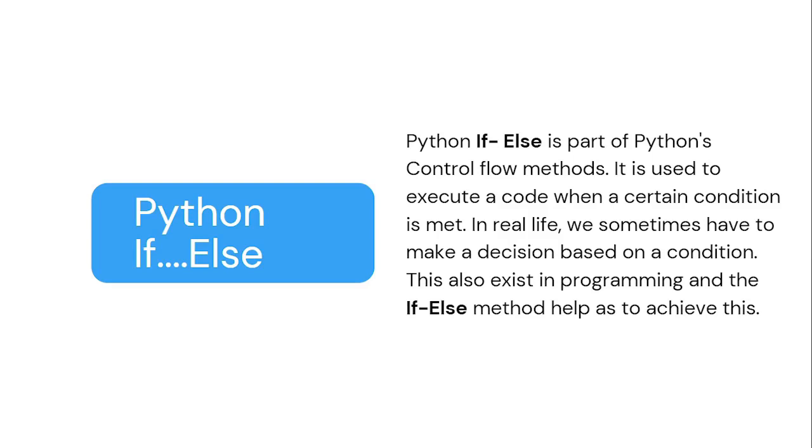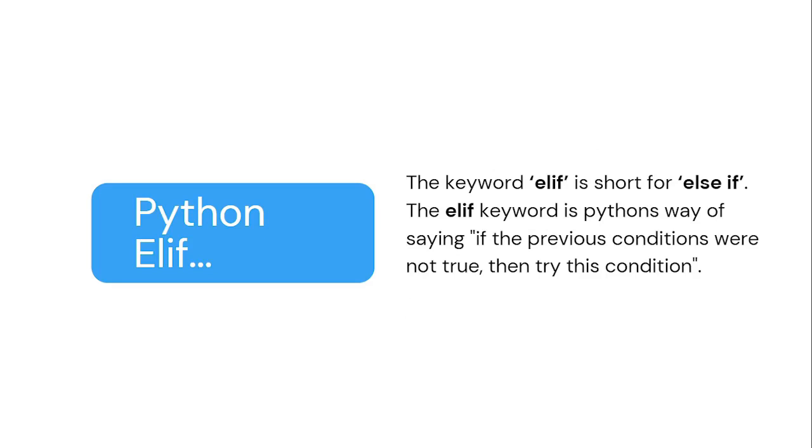In real life we sometimes have to make a decision based on a condition, like say I'll heat water if the weather is cold. So that means if the weather is not cold, then I am not heating water. Now this also exists in programming, and the if-else method helps us to achieve that. We'll be looking at the elif.